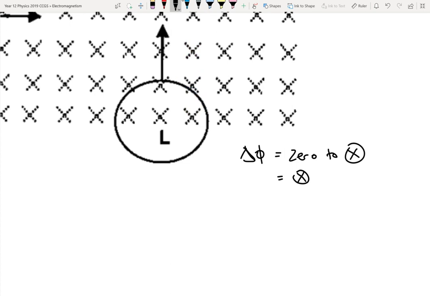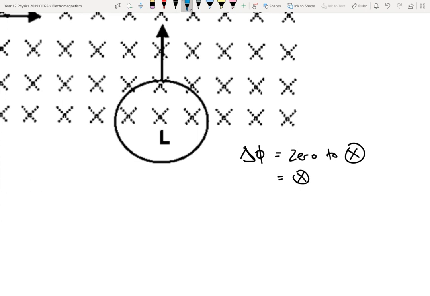Now, I just as well could have used the proper final minus initial. I could have assigned a convention that into the page was positive, and then it would be final positive minus 0. You could use that convention. But hopefully you can see that if you started with nothing and all of a sudden you've got into the page, that is a change of into the page.